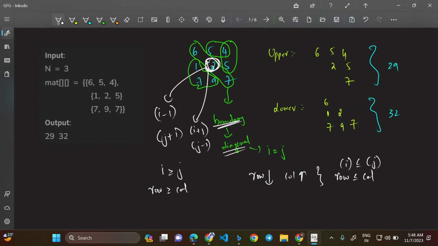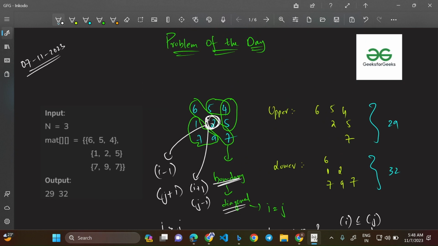So in that case we'll add that to the lower triangular elements. If I, that is row, is less than or equal to the column, we add it to the upper triangular elements. Pretty simple, pretty straightforward. So just a small logic: if I is less than or equal to j, it is an upper triangular element. If I is greater than or equal to j, it's a lower triangular element. That's it. Very simple.